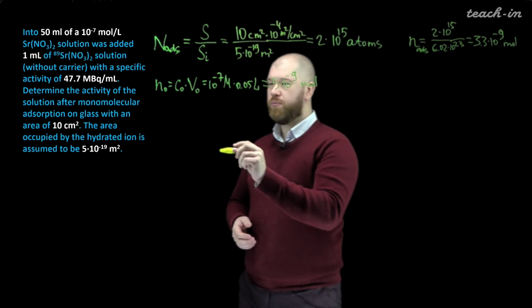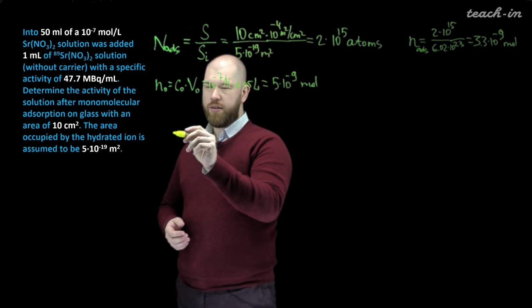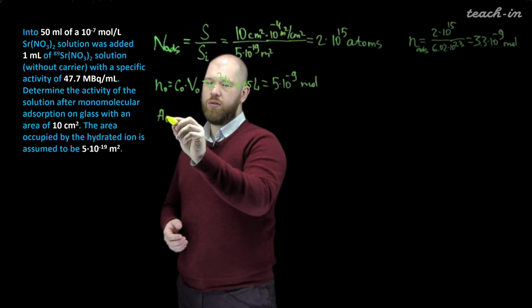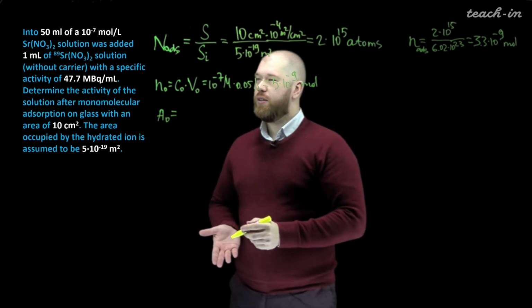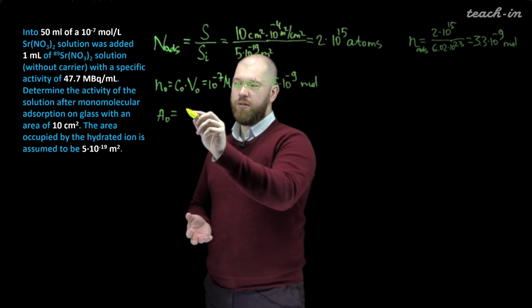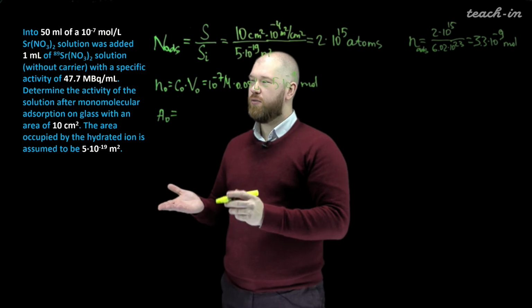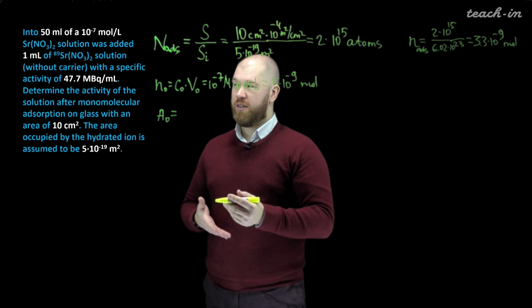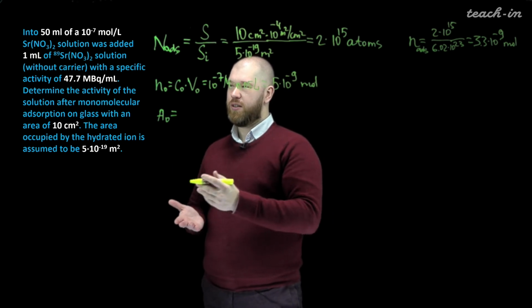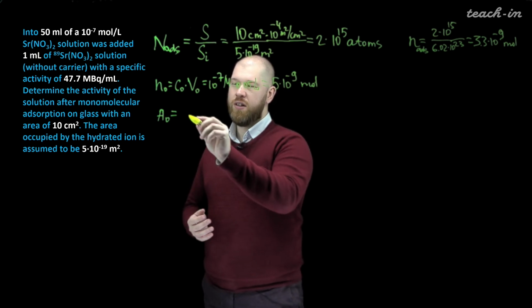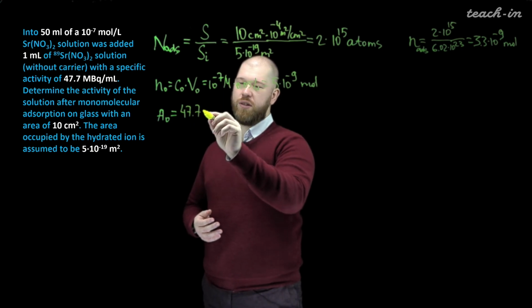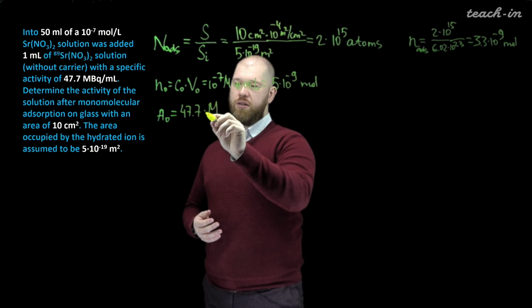So we will have the activity, so let's calculate the initial activity first, which is rather simple to calculate. It is 1 milliliter of our solution of strontium-89 multiplied by its specific activity expressed in megabecquerels per milliliter. So it will be equal to 47.7 megabecquerels.